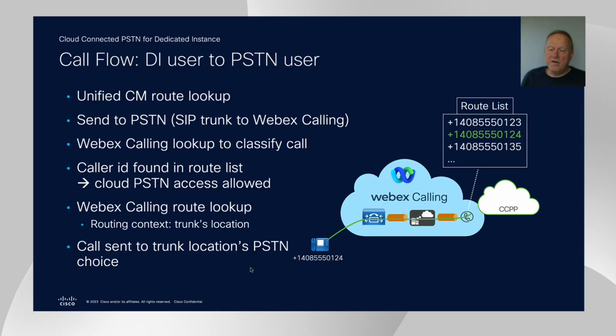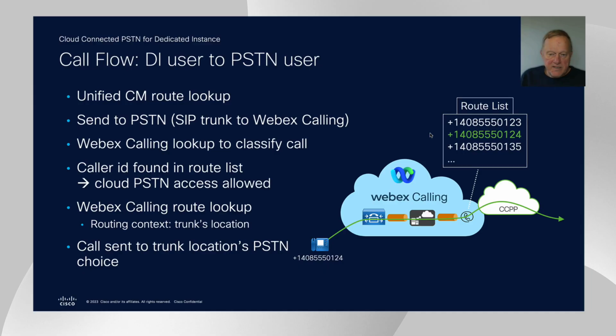And then on Webex calling multi-tenant, we find a caller ID match. So the caller ID of the call sent to Webex calling matches a TN configured in one of the route lists. And thus the call is classified as a Webex calling user call and is sent to the PSTN using the PSTN choice configured on this location. This is basically how the call flow works in both directions.